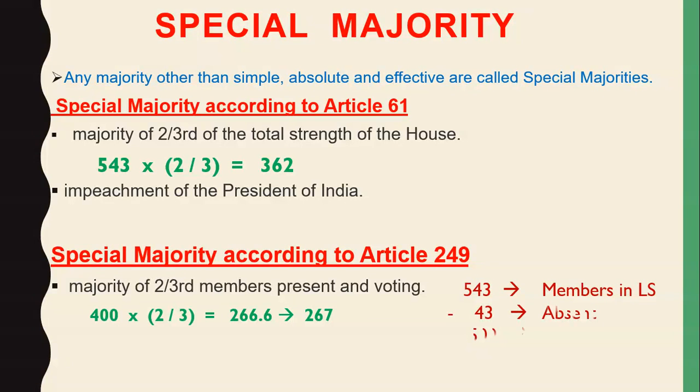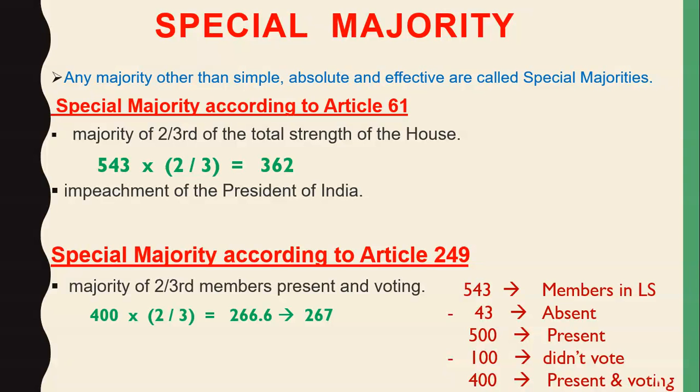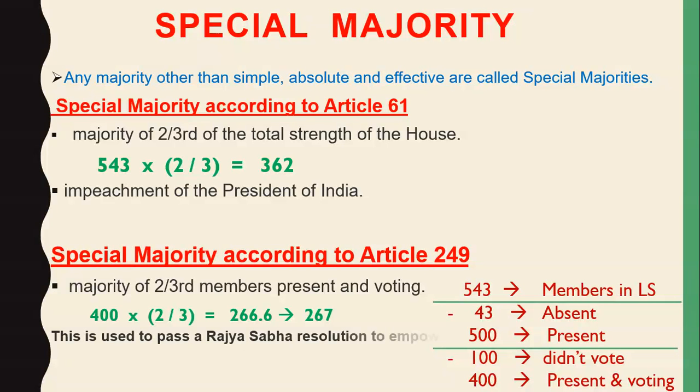Now what is this? This is majority of 2/3 of the total strength of the house. What does it mean? Friends, we all know that the strength of Lok Sabha is 543. So now we will multiply 2 by 3 in 543. Why? Because we need to find 2/3 of 543. This special majority is 2/3 of total strength of the house, or we can say more than 2/3 of the total strength of the house.